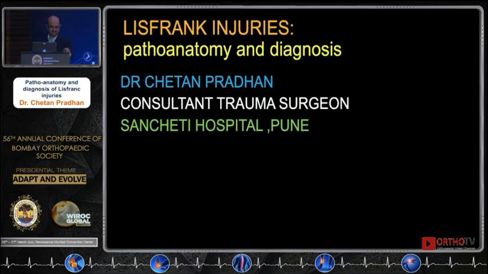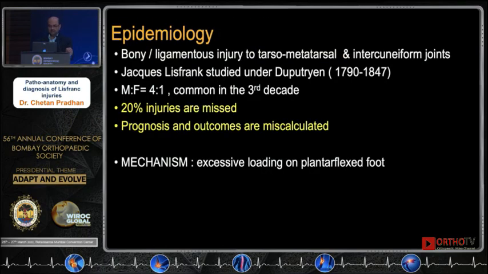I'm going to just discuss in brief what a Lisfranc injury is and how to diagnose it. So why Lisfranc? It's a very broad term, and by this we mean an injury to both bony as well as ligamentous structures of the tarsometatarsal and the intercuneiform joints. Actually, it was not described by Jacques Lisfranc as we would tend to believe. He described the joint and the amputation in the 17th century, but it's commonly referred to as the Lisfranc injury.